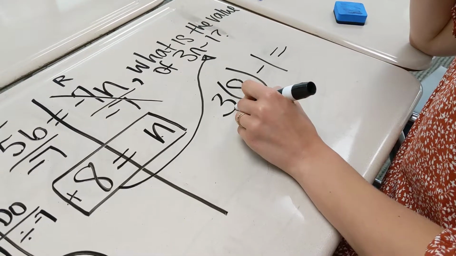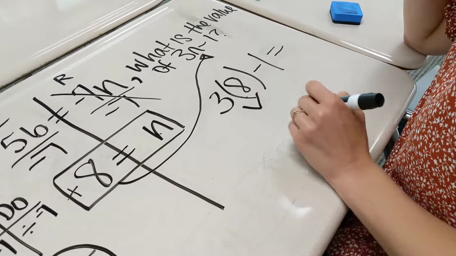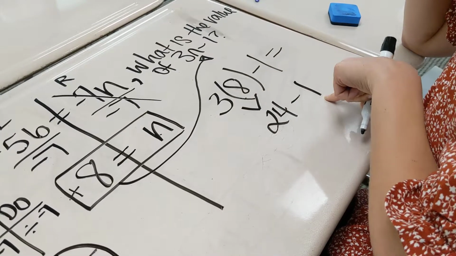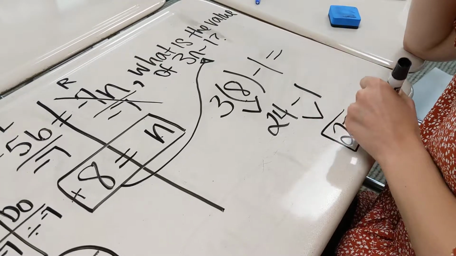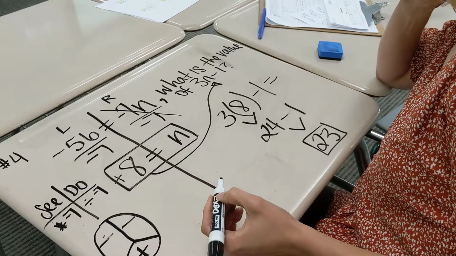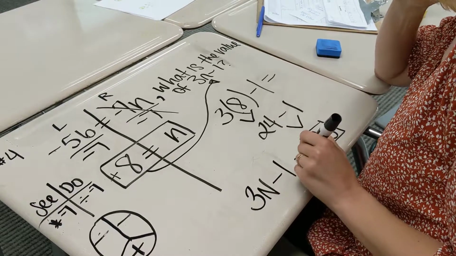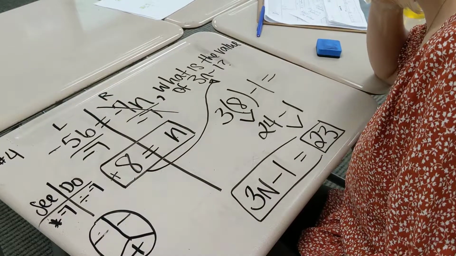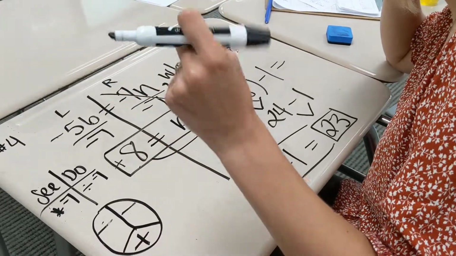So I know that the 3 in the parentheses with an 8 means I'm multiplying. So 3 times 8 is 24. I drop down the rest of this expression, minus 1. 24 minus 1 is 23. Could you restate your answer in context of the question? Yes. So the value of 3n minus 1 equals 23 when the value of n is positive 8. Great job.